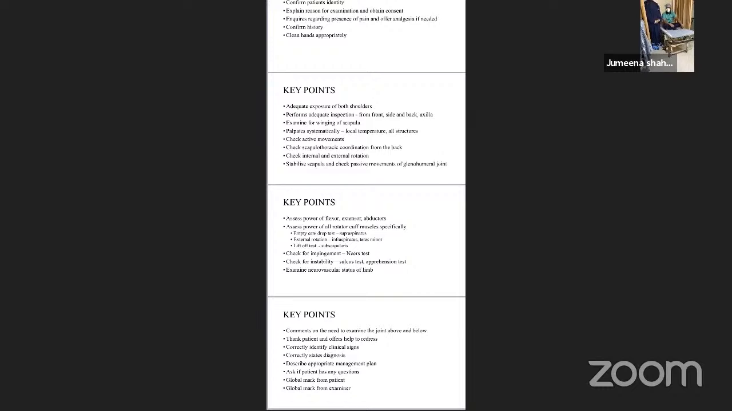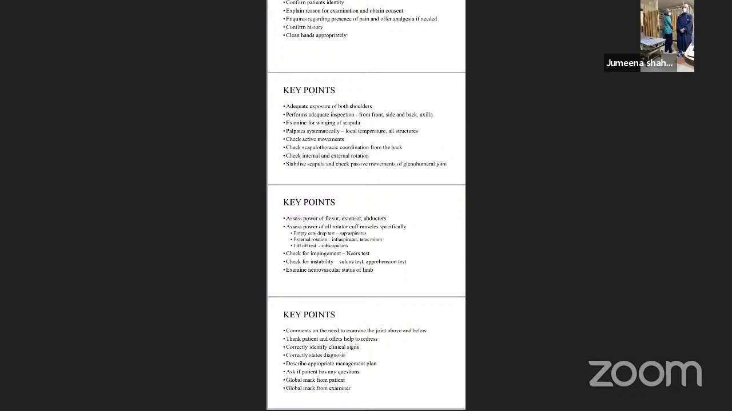And the lift off test. We'll ask the patient to keep his hands towards the back as far as he can. Then we keep our hand next to his palm and ask the patient to press against our palm while we give resistance. You're asking the patient to lift the hand off his back. So that will test for subscapularis. Next thing is testing for impingement.